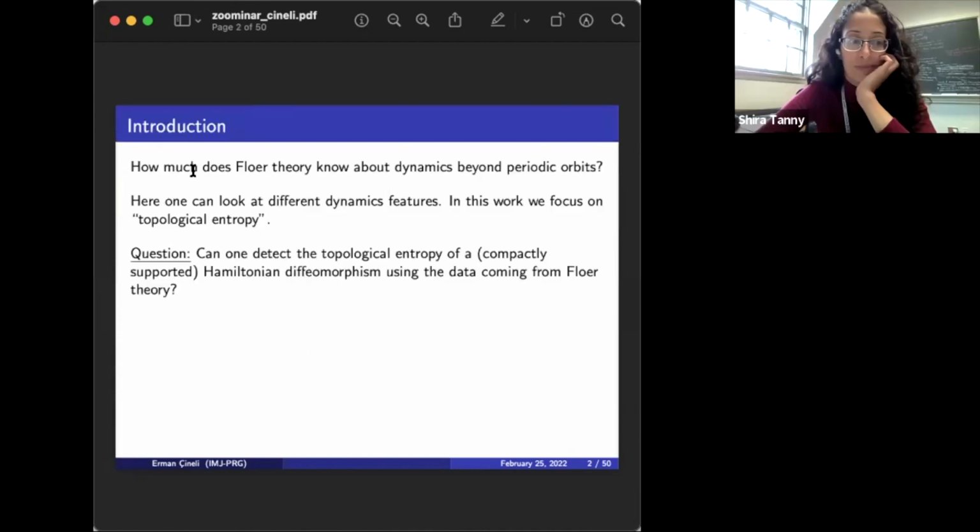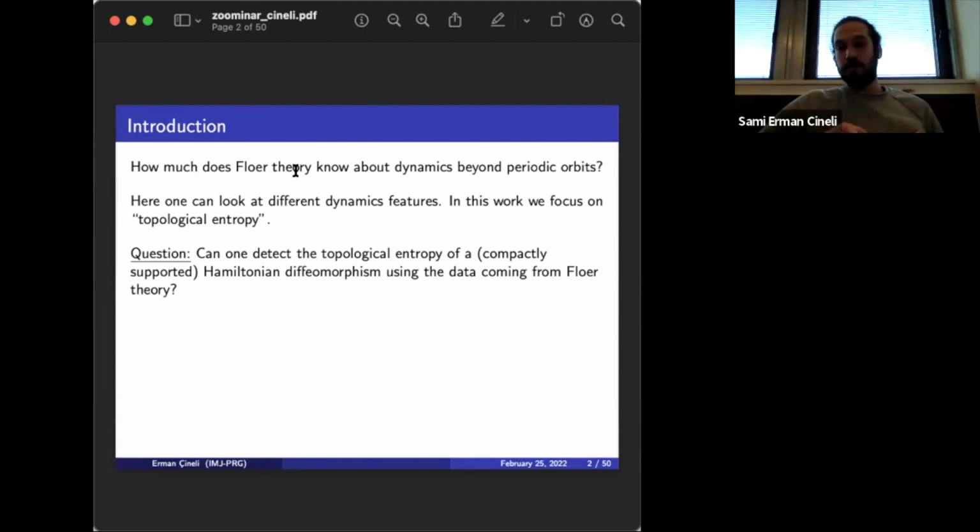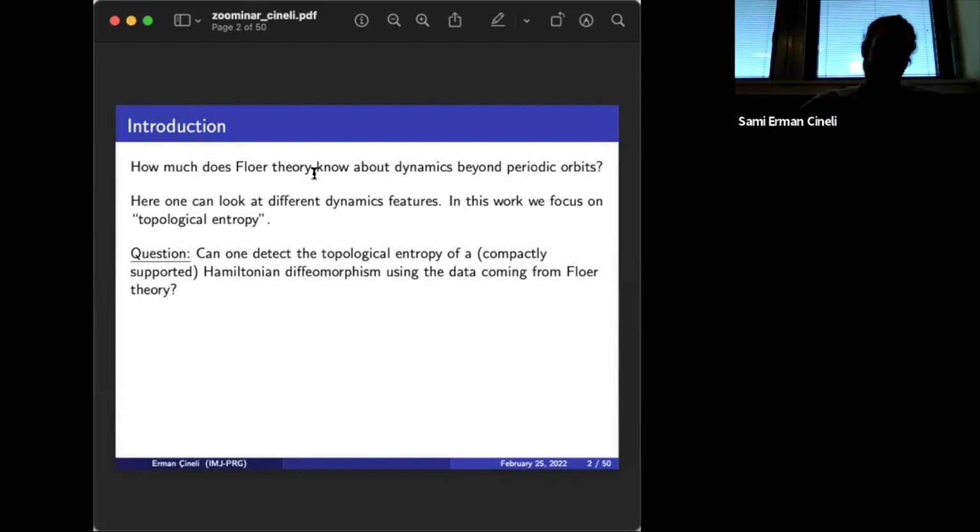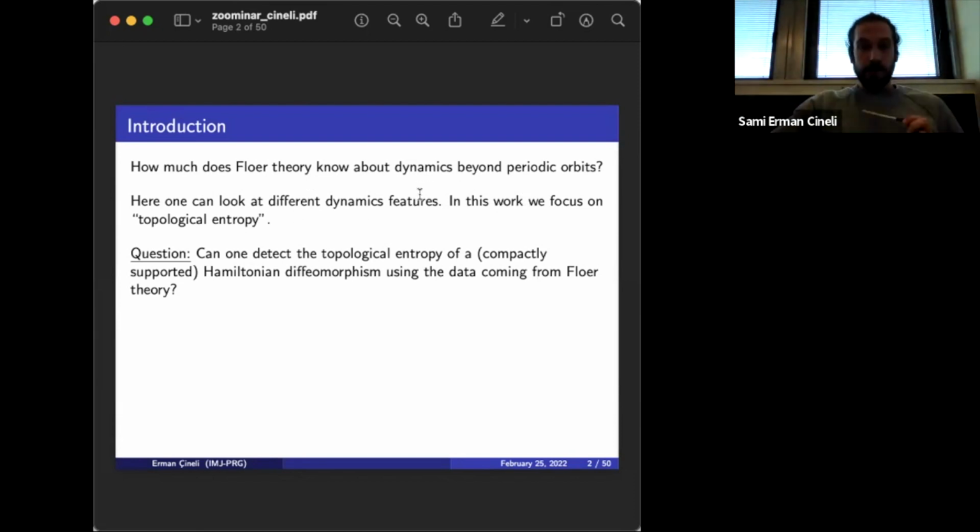Okay. So here is the background question. How much Floer theory knows about dynamics beyond periodic points? So in this work, among the dynamical features, we focus on topological entropy. And here's the question that we try to answer. Can one detect the topological entropy of a Hamiltonian diffeomorphism using the data coming from Floer theory? As for this data, we are using barcodes, and we define the notion of Floer-theoretic entropy, which we call barcode entropy, and then we compare it with topological entropy.